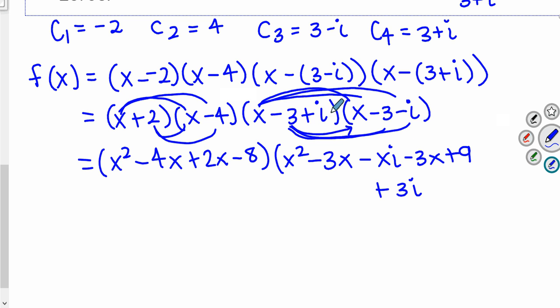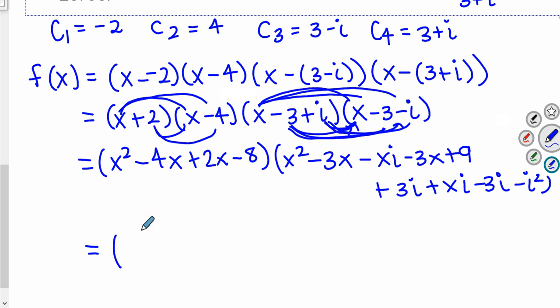Then I do the last one, which is i. i times x is xi. i times -3 is -3i. And i times -i is -i squared.